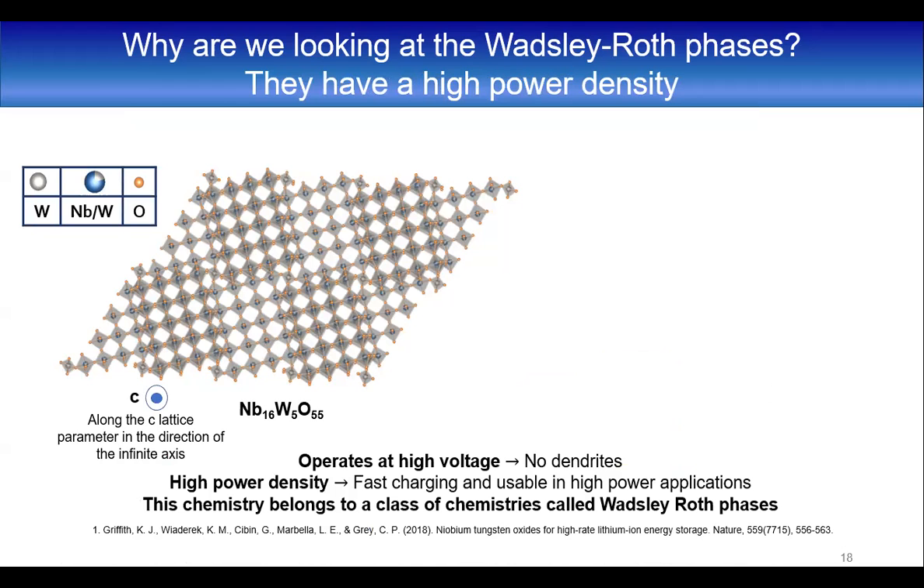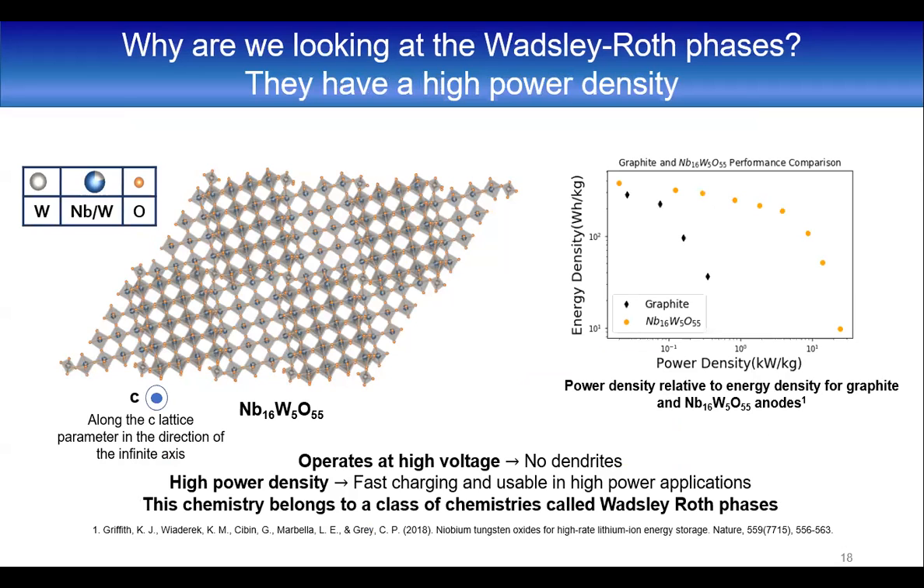In addition, we are looking at the Wadsley-Roth phases because they have a higher power density. Again, if we look at the power density for graphite and the power density for this Wadsley-Roth phase, this Nb16W5O55 structure, you can see that the power density is much higher for a particular energy density. And so what exactly are these Wadsley-Roth phases? How do you construct them? What does any of this mean?